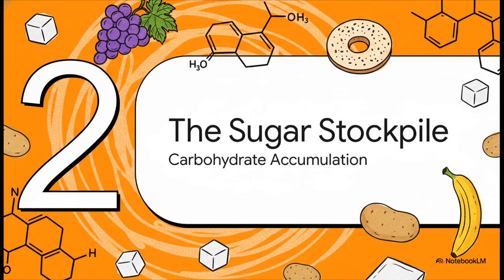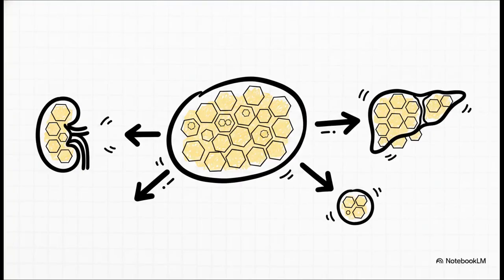Moving right along to Section 2, the sugar stockpile, carbohydrate accumulation. Any condition that messes with glucose or glycogen metabolism is going to lead to a massive stockpile of sugars inside the cell. When a patient has severe hyperglycemia, for instance, we see what's called glycogen infiltration. The excess sugar is just desperately packed away by the epithelial cells in the proximal convoluted tubules of the kidneys, in leukocytes, and in the liver. Alternatively, you can have genetic defects that cause glycogen storage diseases. In these cases, the breakdown process is broken right from birth, which can severely retard child growth.